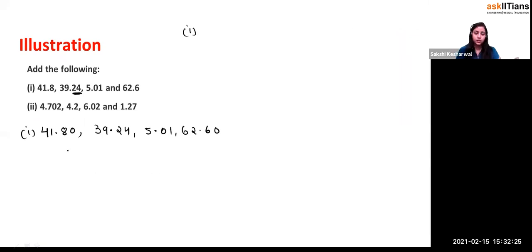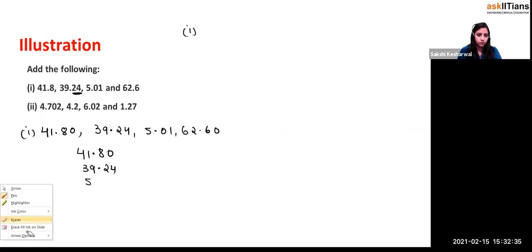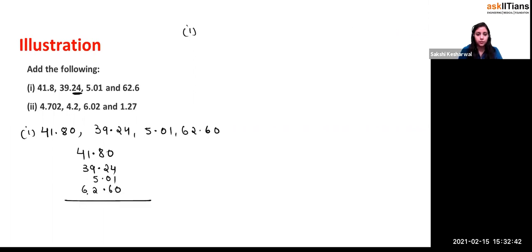So line up the decimal. So this will be what, beta, 41.80, right? 39.24, right? 5.01 and this is 62.60. Just add it up, right? So it will be 4 plus 1 is 5. Now 8 plus 2 is 10, 10 plus 16, right? 16, carry 1. 9 plus 10 is 11, 11 plus 7 is equal to 18, right? So 18, carry 1, so 10 and this will be 40. So 148.35, right?